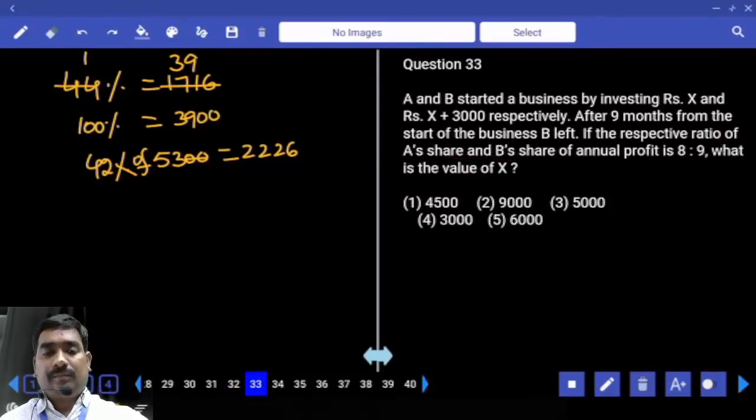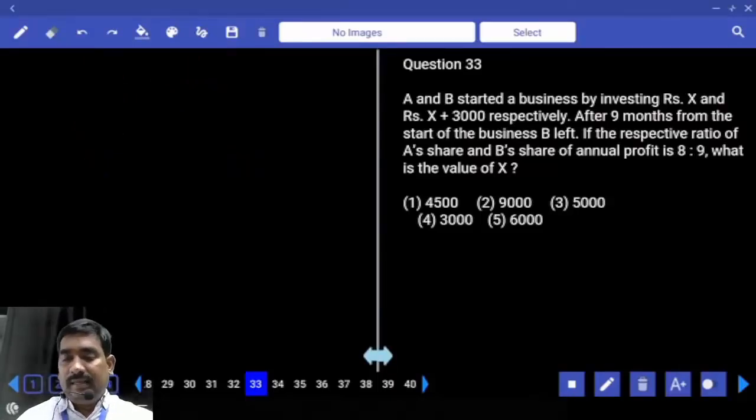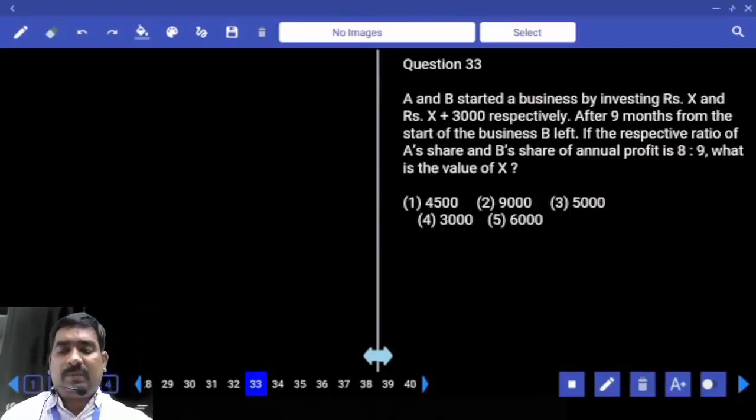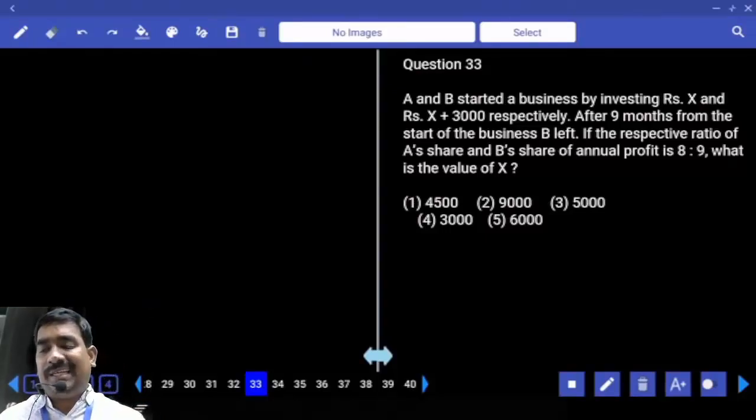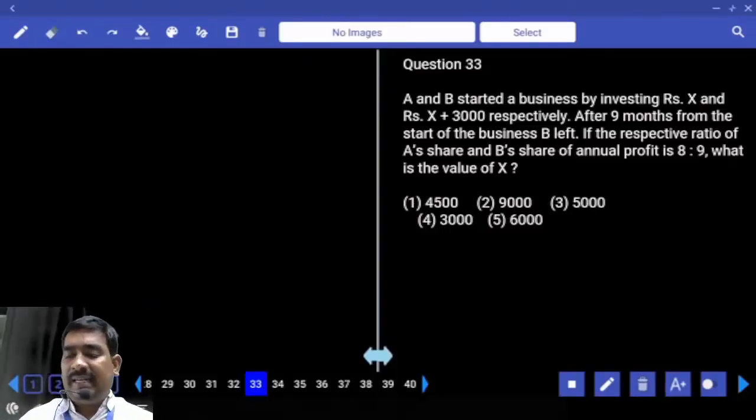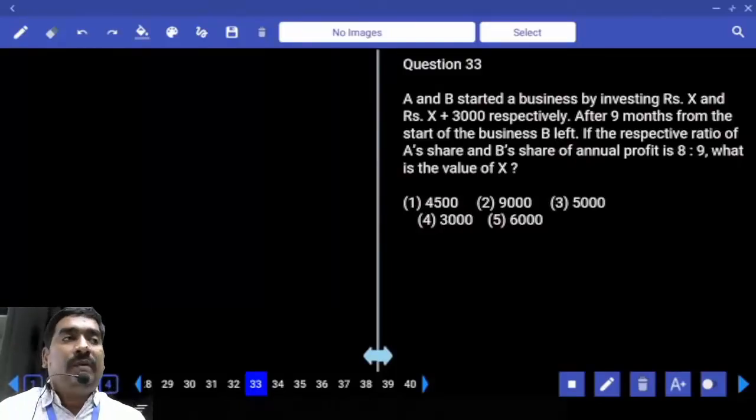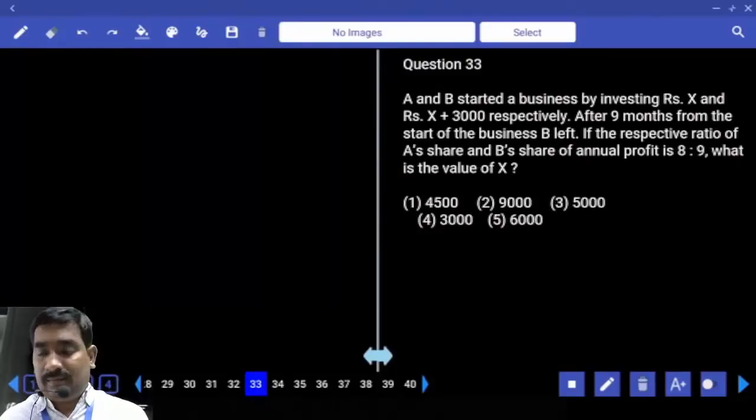Next. A and B started a business by investing X rupees and X plus 3000 rupees respectively. After 9 months from the start of the business, B left. The respective ratio between A's share and B's share of annual profit is 8:9. What is the value of X?